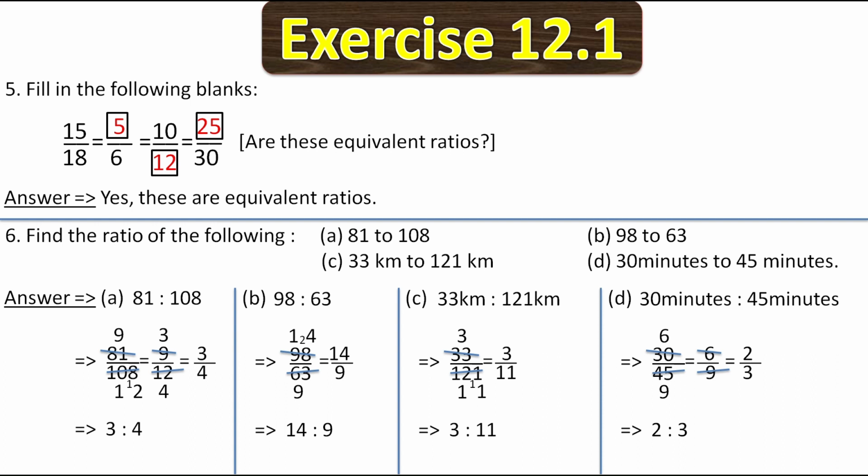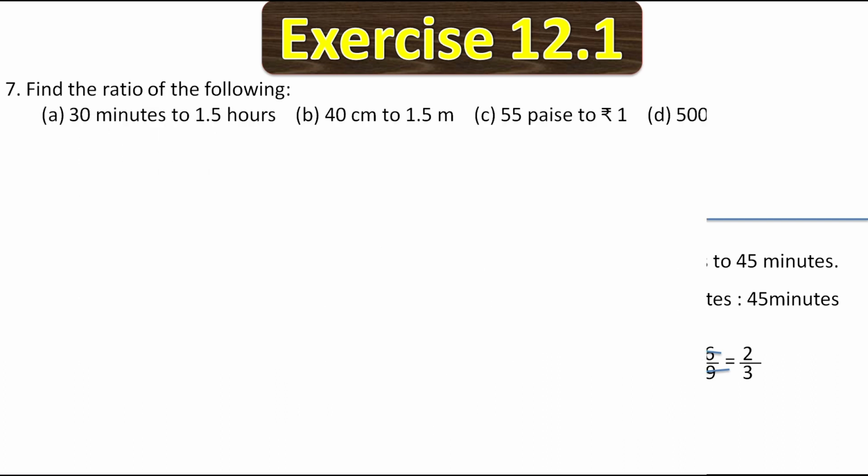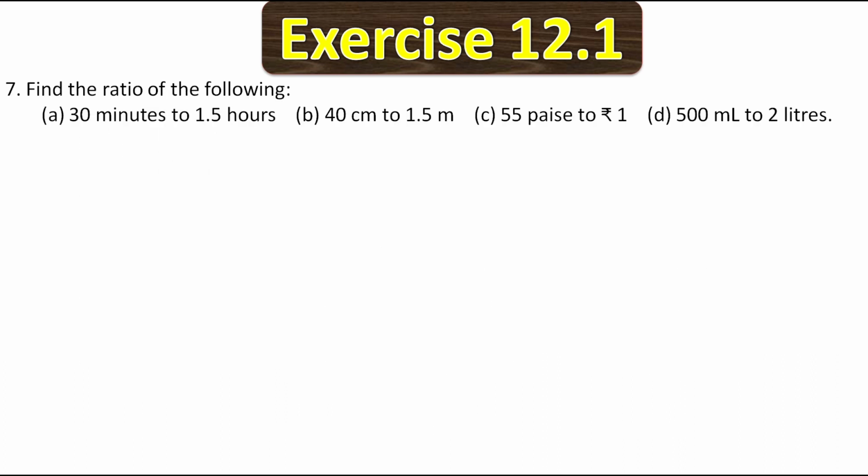Okay. Now let's move to the next question, that is the 7th one. Find the ratio of the following. It is the same as the previous one. But here, see, the first number is in minutes and the second number is in hours. Here it is in centimeter, here it is in meter, here it is in paise, here it is in rupees, here it is in milliliter and here it is in liters. So what we have to do is convert one of them into the other unit.